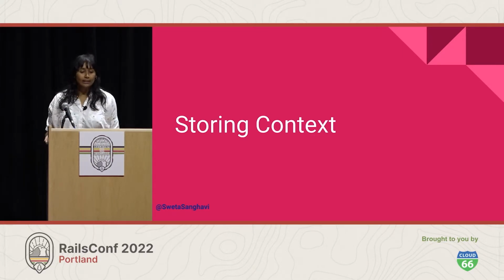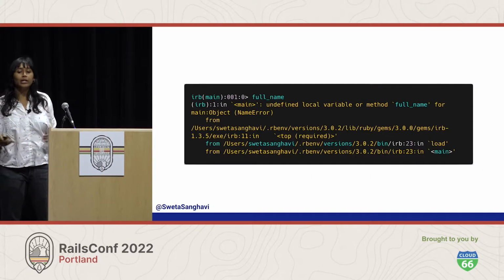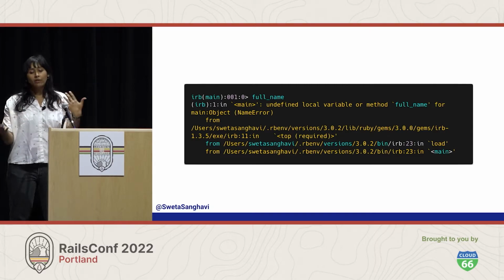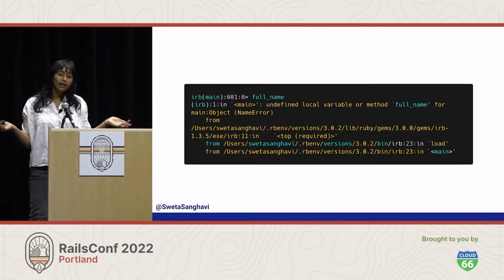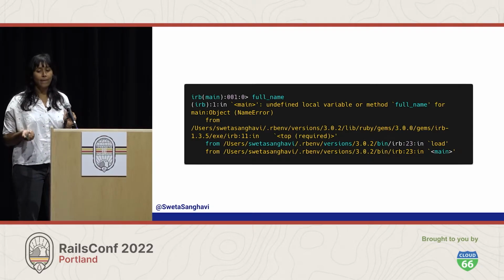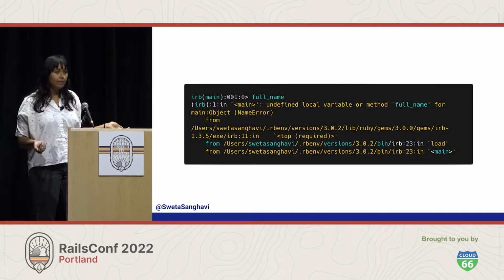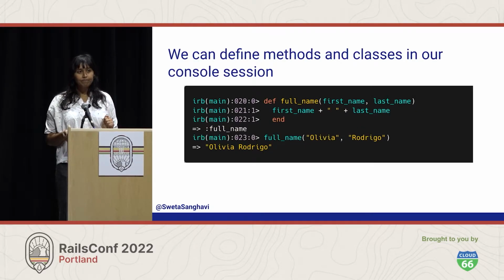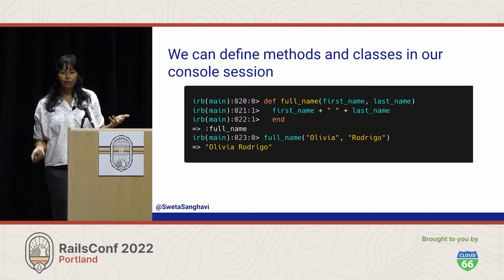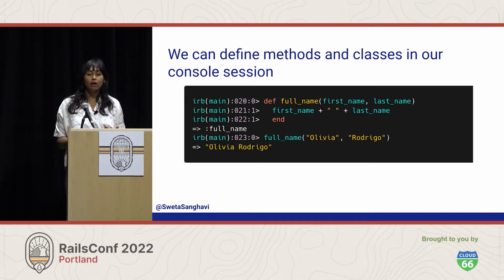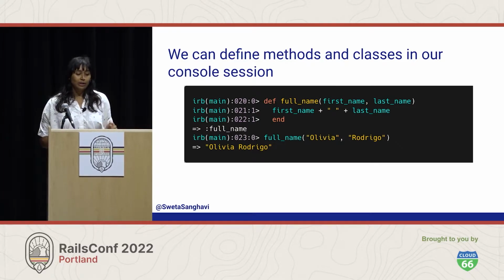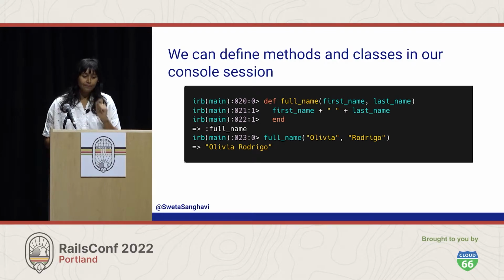Let's start with storing context. So if we try to call a method or variable that our console doesn't know about, we often expect this error, like an undefined local variable or a method error, because our console doesn't know what full name is. But we know that we can actually store context within our session. We can define a method like full name, and then when we try to call it, we're actually going to get access to that method. So here we see the evaluation of full name.